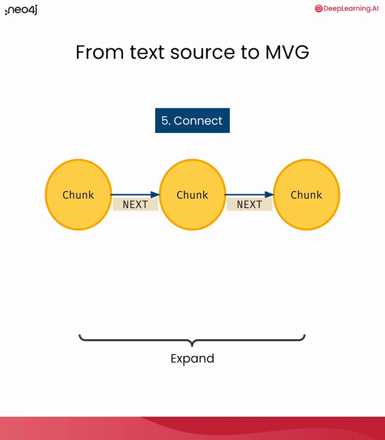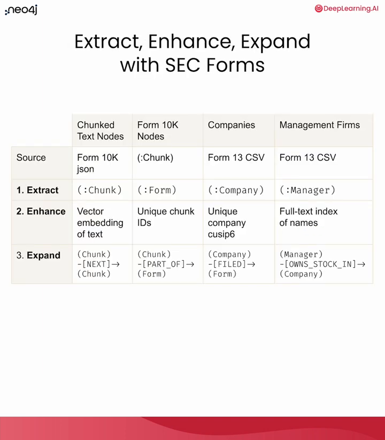Throughout the rest of the lessons, you continued that same pattern, whether it was starting with the text nodes and creating chunks out of those, or then creating some forms from the chunks themselves, or then from some new data, the Form 13 CSV, creating the companies and then the managers. At each step, you found some interesting information, you created data out of that, you enhanced that data with something like an index, and then you connected it to the graph. You went from chunk to next chunk, chunk that's a part of a form, a company that filed that form, and finally a manager who owns stock in that company.